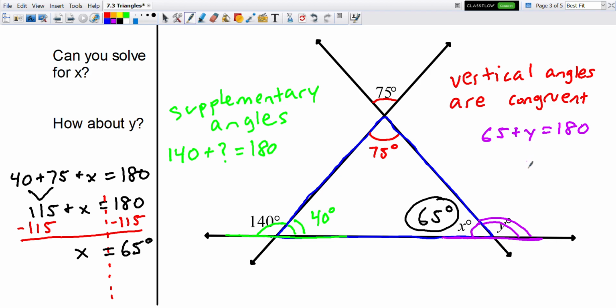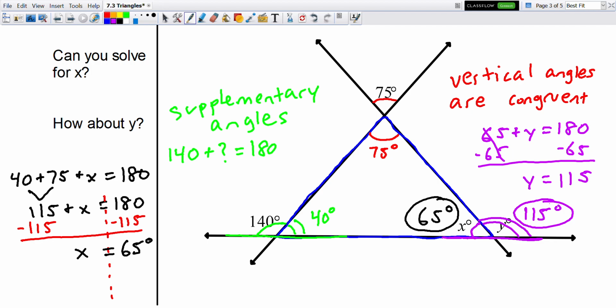And when I solve, I'll find that y must equal 115 degrees. Remember that the three angles of a triangle always add to be exactly 180 degrees.